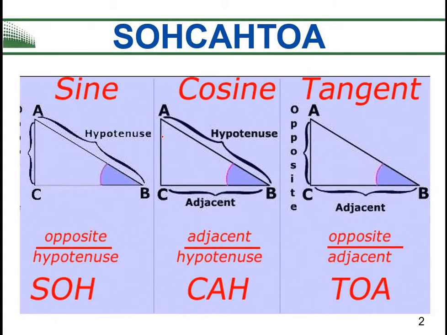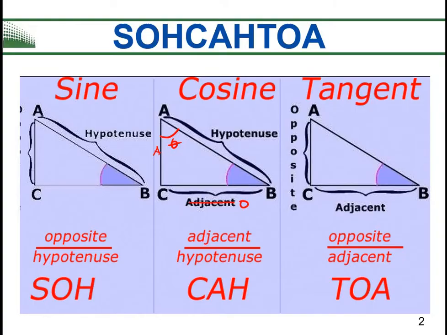If the angle is here, then this will become the opposite side and this one will become the adjacent side. Again, it depends on the location of the angle, the opposite side and the adjacent side. Of course, you know that the hypotenuse will always be the longest side of the triangle. Again, SOHCAHTOA is only applied to right triangles.